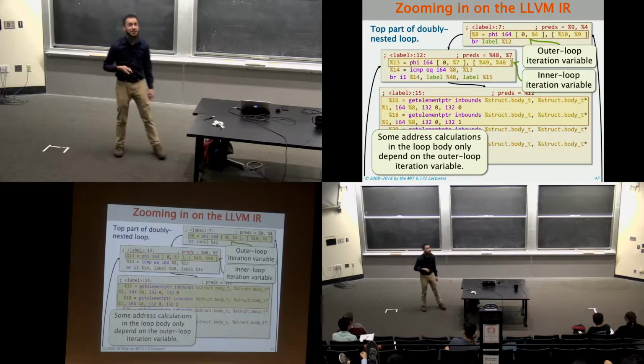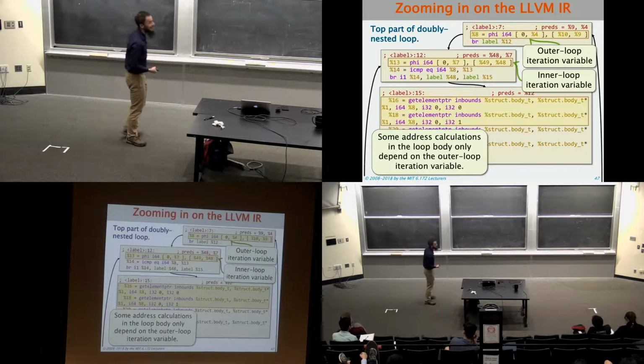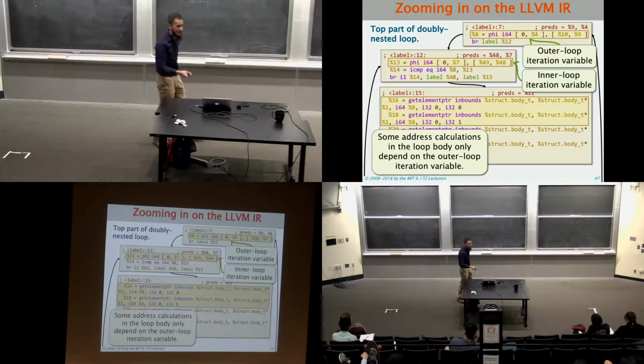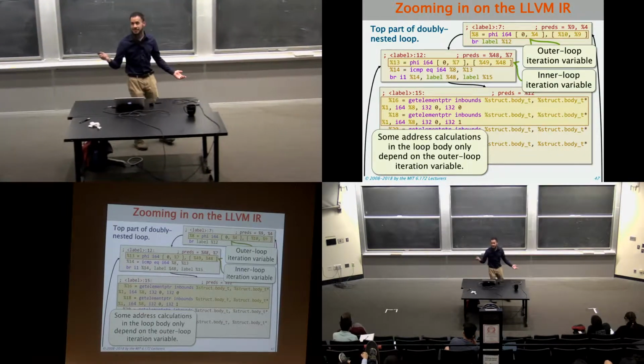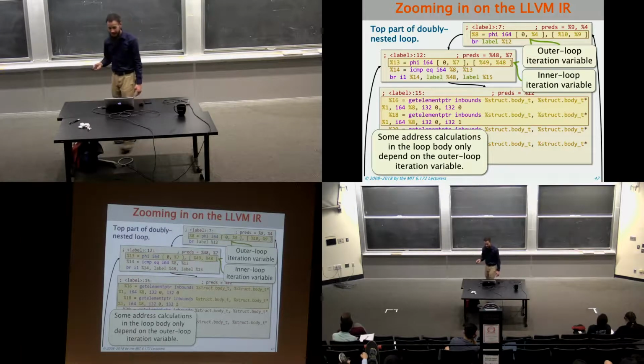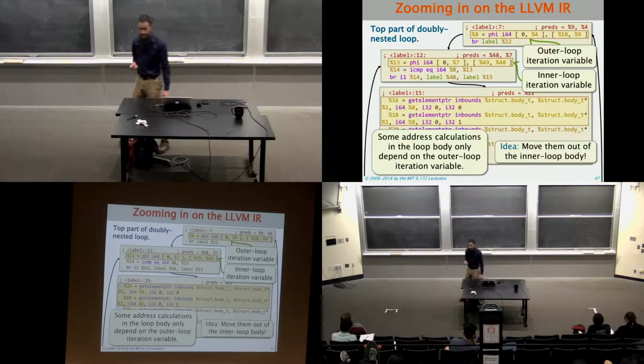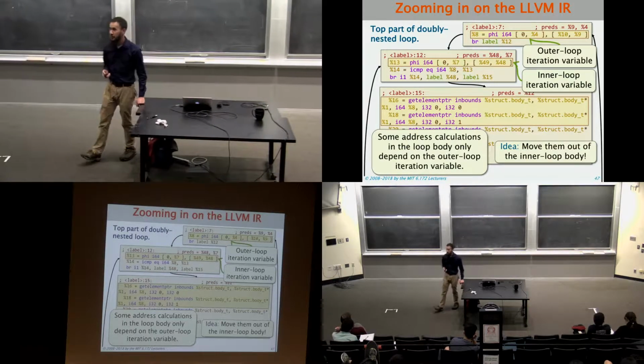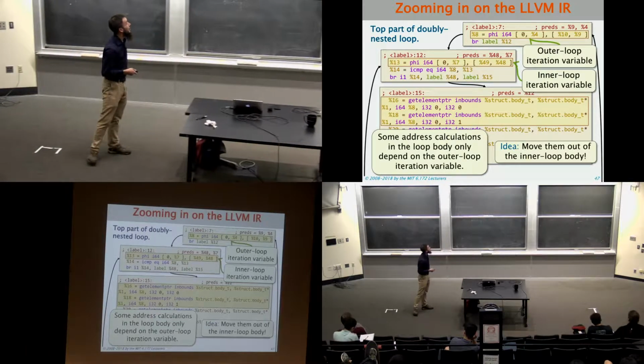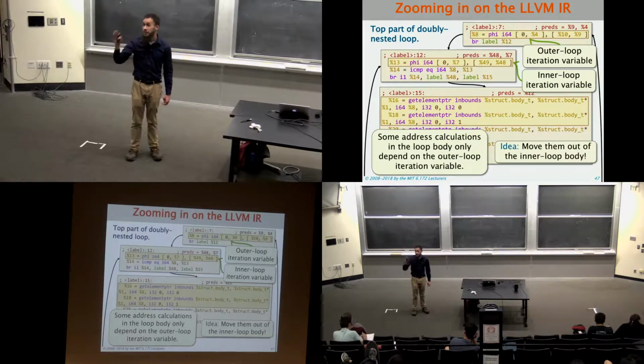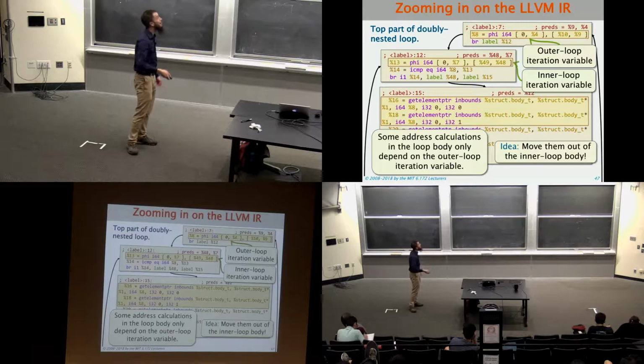Bring them out of the inner loop. Why should we keep computing these addresses in the innermost loop when we could just compute them once in the outer loop? That optimization is called code hoisting, or loop invariant code motion. Those instructions are invariant to the code in the innermost loop, so you hoist them out.